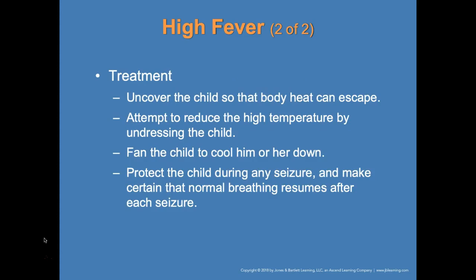Treatment for these is going to be: uncover the child so body heat can escape, attempt to reduce the high temperature by undressing the child, maintaining their modesty, fan the child to cool him or her down, and then we want to protect the child during any seizure. So with a high fever, there is the possibility of them having what's called a febrile seizure. We need to protect the child, make sure that they don't injure themselves, and then make sure that normal breathing resumes after any seizures that they do have.